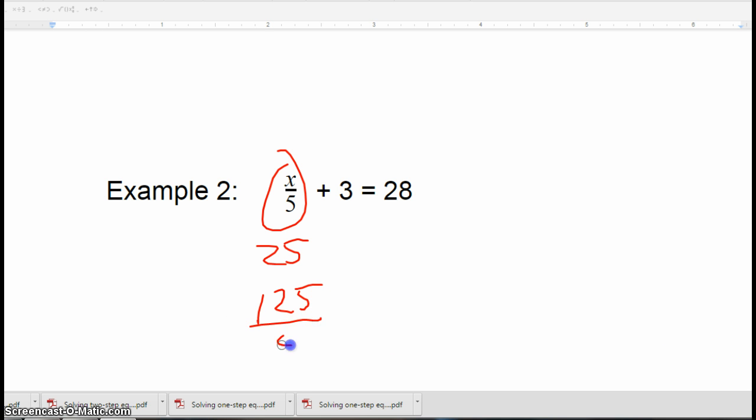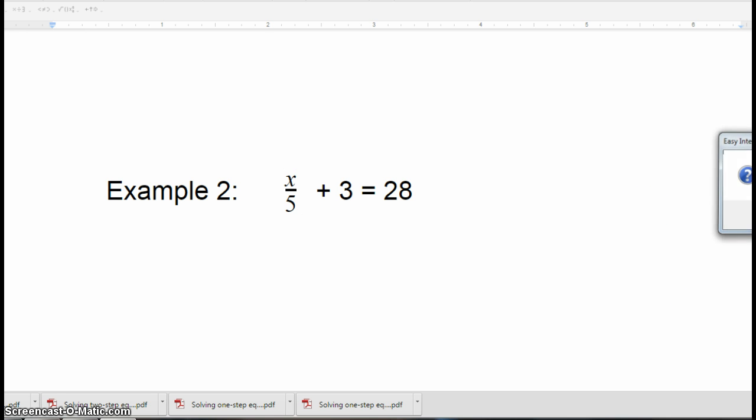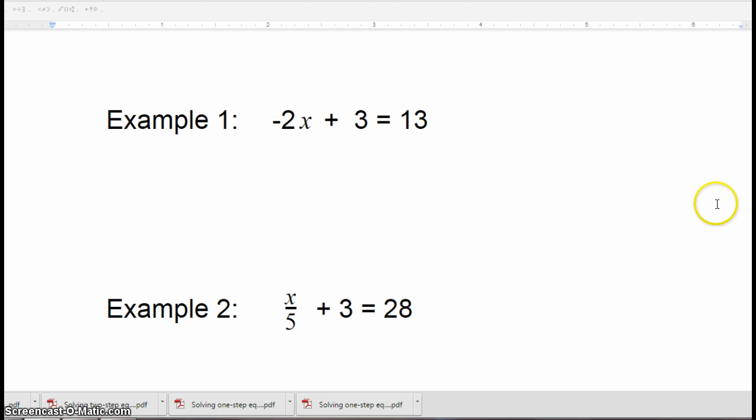So 125 divided by 5, you can use calculators on this, that's 25. 25 plus 3 is 28. So that's the answer. X equals 125. Now, I just mentioned looking at this piece by piece. And if you're already comfortable with working backwards on one-step equations, then it'll make this two-step equation part easier.